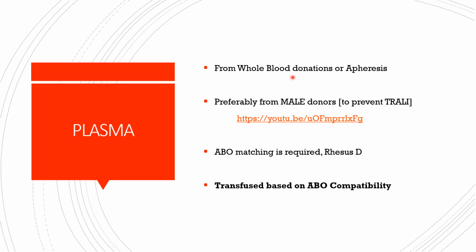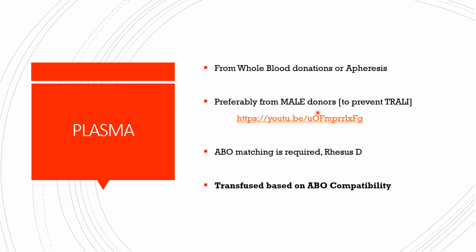Plasma can be obtained from whole blood donations, like the sketch I've shown you, right? Or through apheresis. Preferably, we will be taking plasma from male donors only. It's not that we don't like female donors. No, kudos to all female donors worldwide, but to prevent transfusion-related acute lung injury, we will rather use male donors' plasma. Why that? Let me explain further. The trouble with pregnancy and possibility of alloimmunization has forced our hands to this.